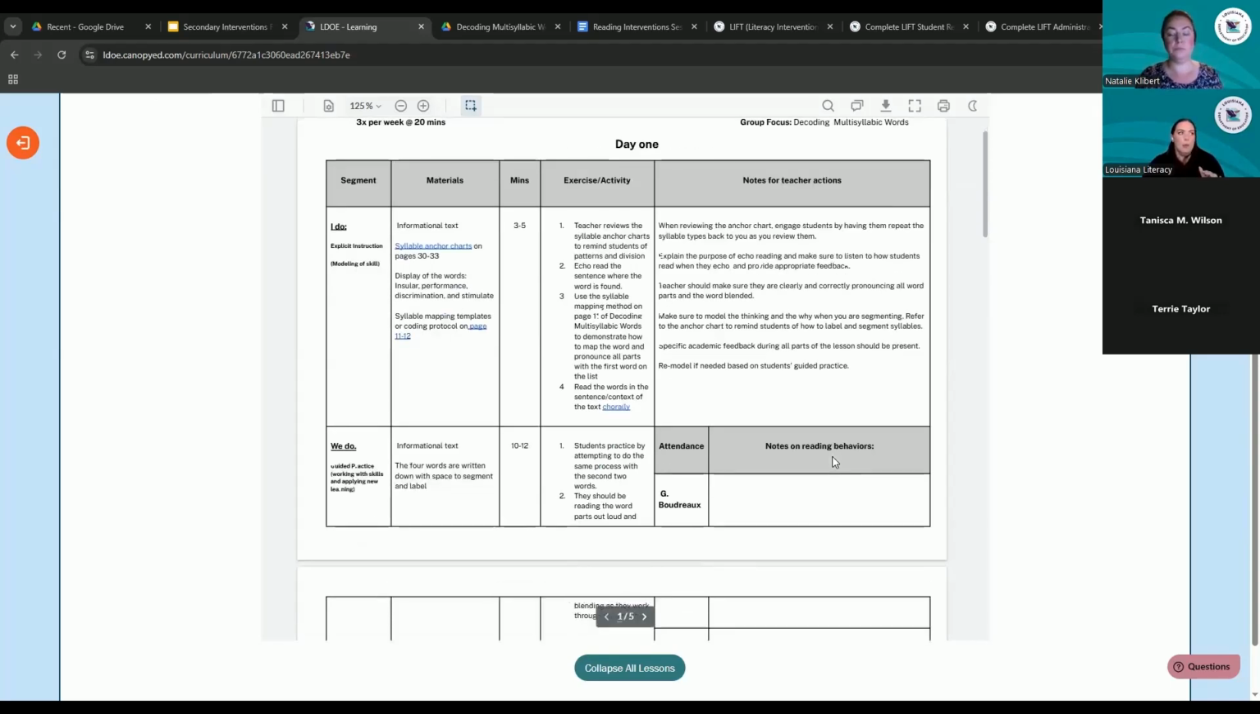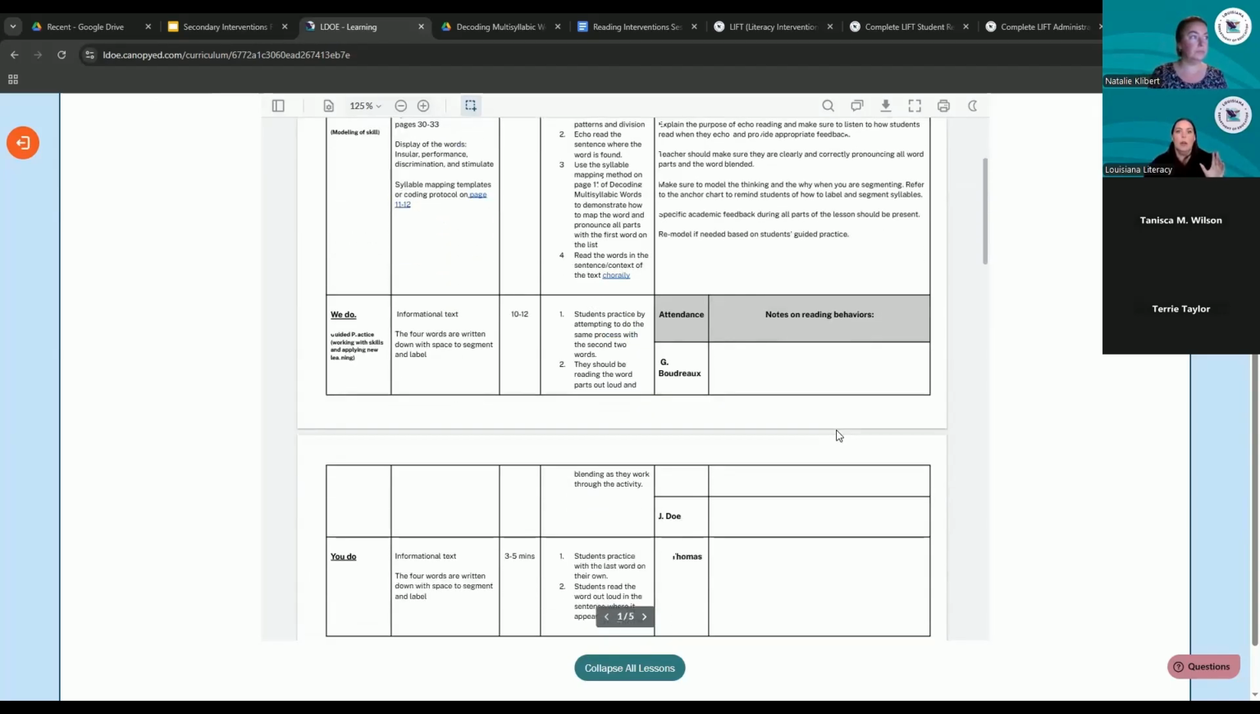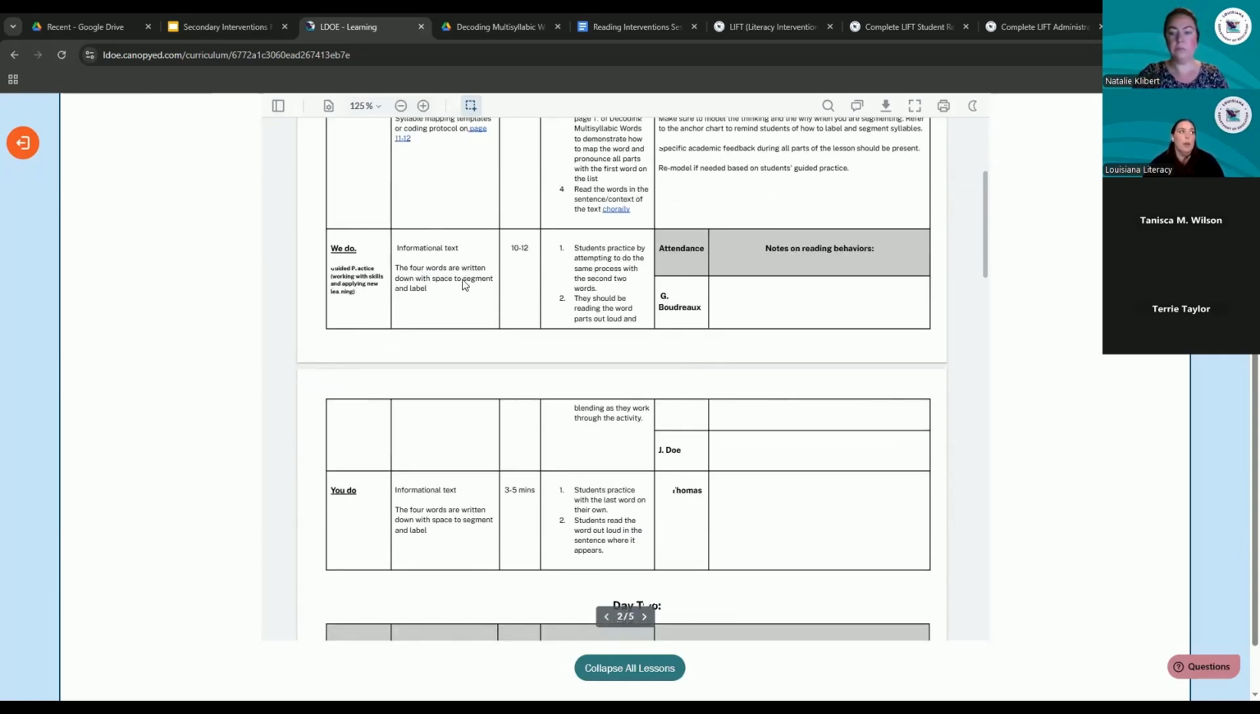And then that's when I'll release them to start doing some guided practice with me and with each other. So they have those 3 other words, and they're going to do the same process for syllable segmenting and syllable mapping with the next 2 words, because their independent practice will be to do it with the last word. But I'm still looking for them to be reading the parts out loud so that I can make sure that they're saying it correctly and then blending it correctly.